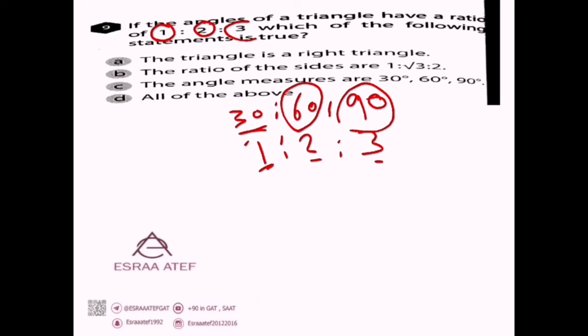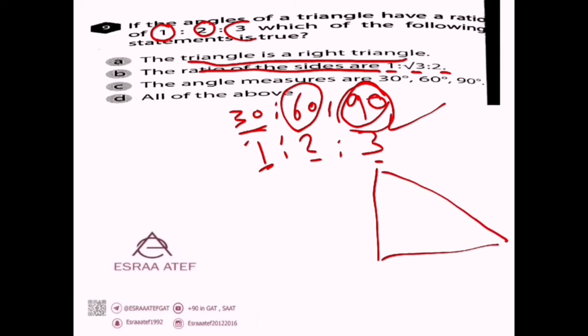So the triangle, he said is it true or no? Which one is true? The triangle is a right triangle. Yes, it's a right triangle because we have 90, so it's right. The ratio of the sides is 1 to square root of 3 to 2. If we know that the triangle is 90, 60, 30, the lengths of the sides are 2x, and here it will be x square root of 3, and here it will be x.